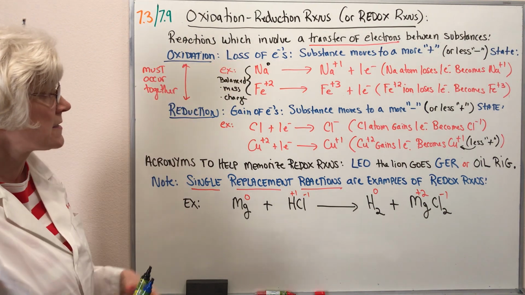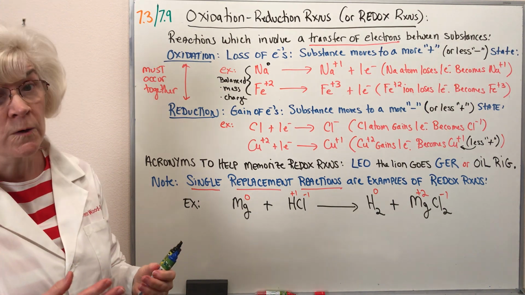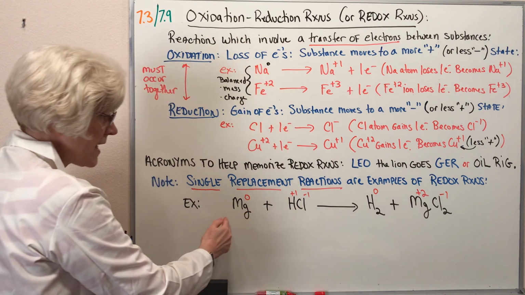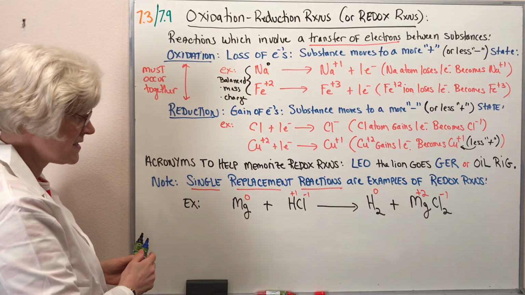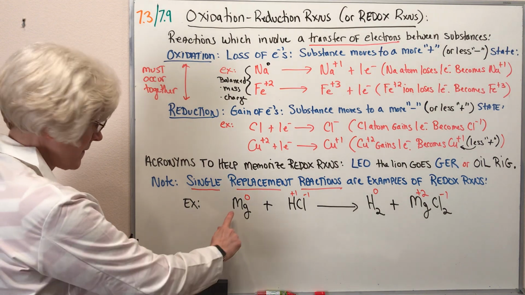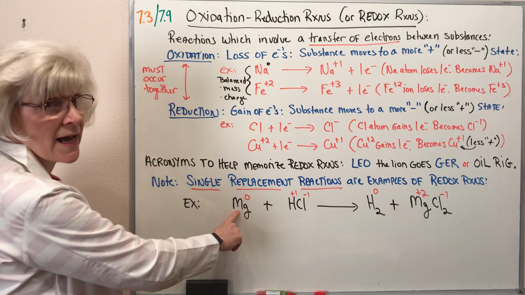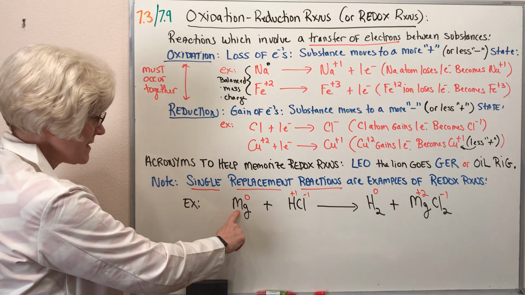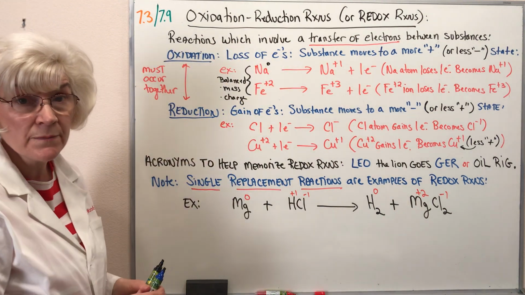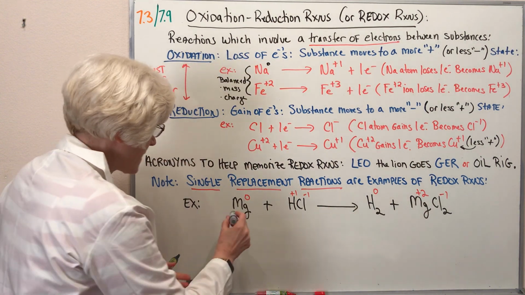Well, oxidation is loss of electrons. A substance is moving to a more positive or a less negative state. And examining, did anything move to a more positive state on the product side compared to the reactant side? The very first substance I'm looking at, magnesium, that answer is yes. Magnesium starts out as a neutral element, but it ends up as a +2 cation in the compound magnesium chloride.